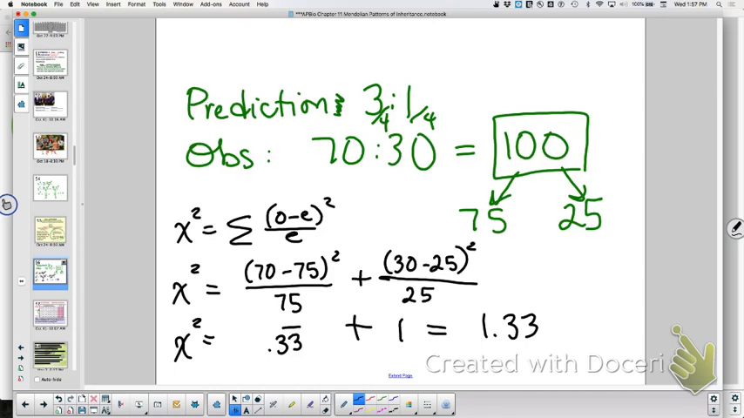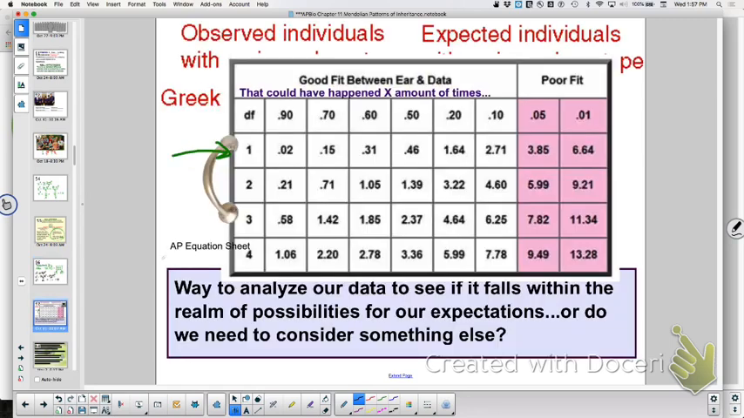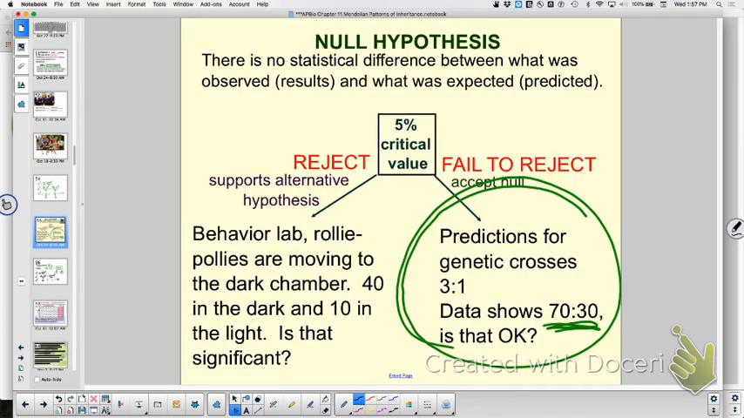So now I go to the table. How many degrees of freedom do I have? 1, because I only had 2 choices here, right? You don't know what it was, but I only had 2 choices. So I'm going to look, 1 degree of freedom. I'm in the first row, 1.3. That would happen between 20 and, where am I at? 20 and 50% of the time. Yes? Okay. So is that acceptable data? Yes.